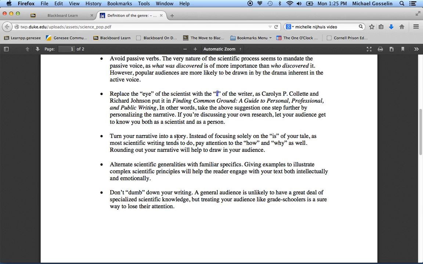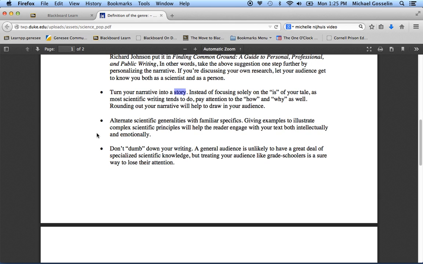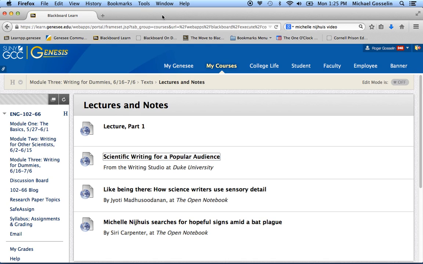Okay, turn your narrative into a story. Make it dramatic. Alternate generalities with specifics. You'll see that happening. They'll talk about specific actions and specific people, and then maybe there'll be a few paragraphs of general science terms and things that'll bounce back and forth. Don't dumb down your writing. That's tricky. You have to explain to the general audience without making them sound like they're stupid or that you think they're stupid. Okay.